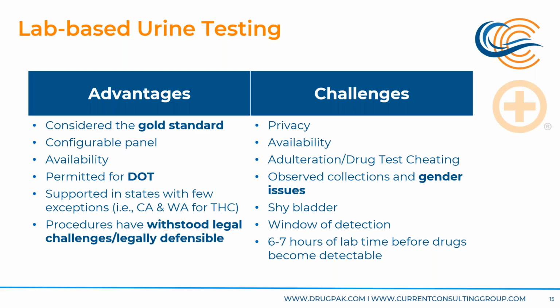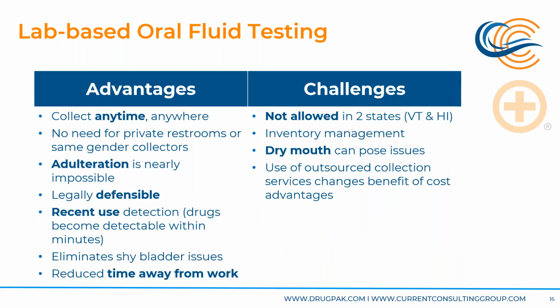Now, there are challenges that come with urine testing, like shy bladder issues and drug test cheating, matching the gender of the donor and the collector if an observed collection is required, etc. But with oral fluid testing, almost all of those challenges don't apply, but you may run into some states like Vermont and Hawaii who don't allow for lab-based oral fluid testing. Instead of shy bladder, you sometimes run into dry mouth issues. You don't have the gender matching with observed collections. The nice thing about lab-based oral fluid testing today is that you have those federal regulations from the Department of Transportation to serve as your blueprint.